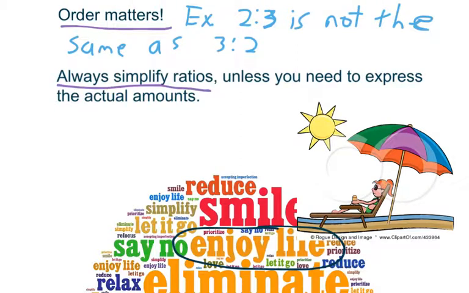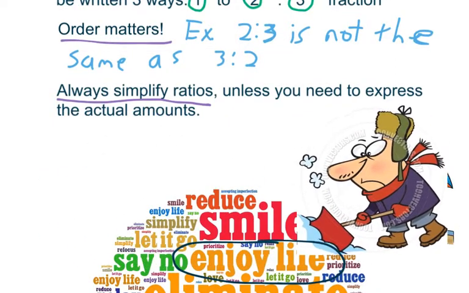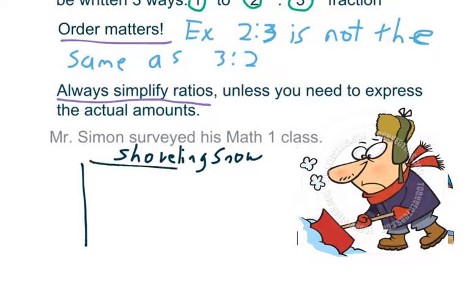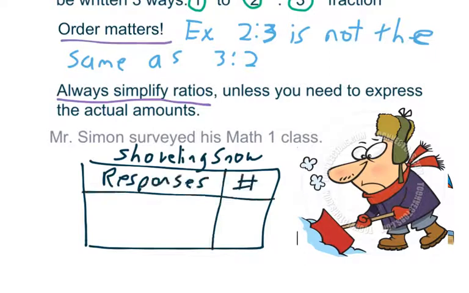And that brings us to our next question. So I surveyed my Math 1 class, and we were talking about shoveling snow. So the survey from my Math 1 class came up with this. The question was, how many of you have shoveled snow? So that's the title to our little table here. Shoveling snow. And our responses and our numbers were like this.